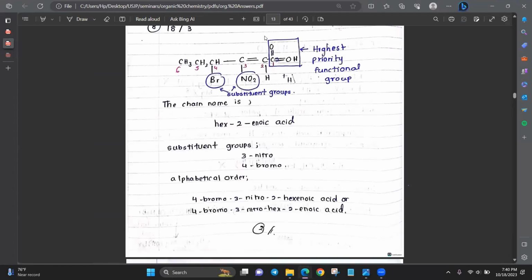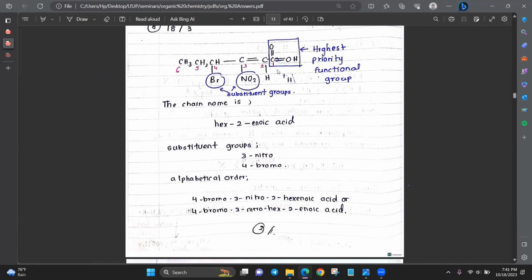So this is the highest priority functional group, so it should get the lowest number. So we put 1, 2, 3, 4, 5, 6. This is the way to number. Then these are the substituent groups. Now this is the carboxyl group, so the chain name will end with oic acid. Here there has to be a space, okay? Oic acid. It's not one name.